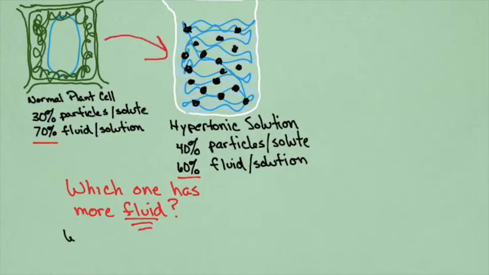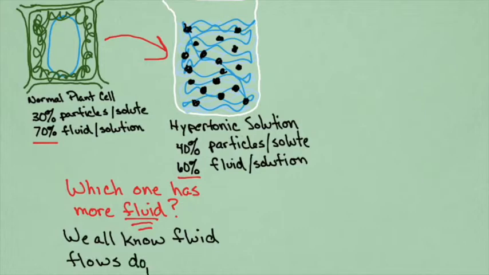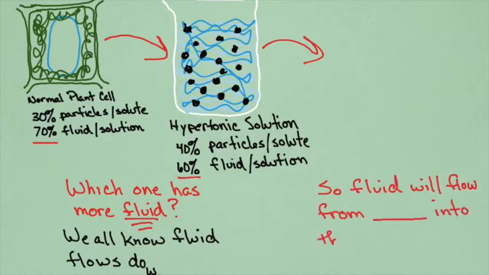So, in this case, fluid flows downhill. That's right. So in this case, the plant has more fluid. So the fluid will be flowing from where into what? Or from what into what? The fluid in this case will be flowing from the cell into the solution.